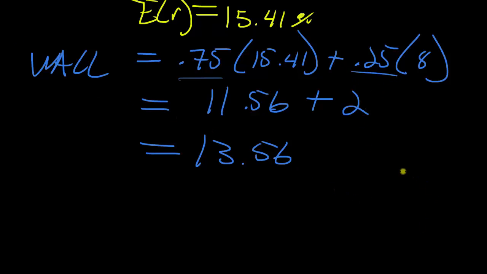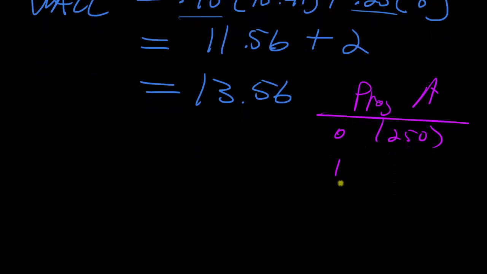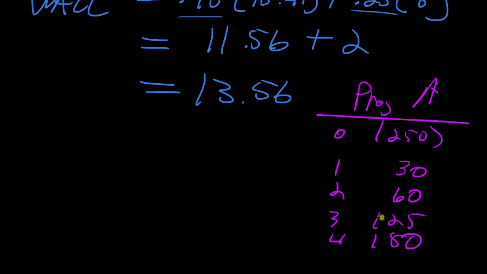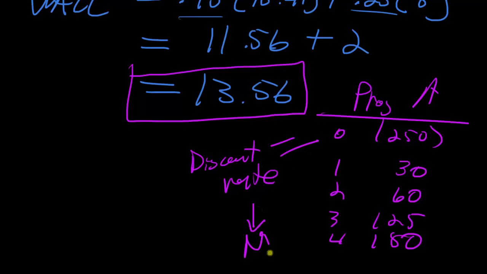What this means is if I have the 75 and 25% structures and I want to turn around and figure out what my project space is, then I say I have a project A and it has a $250 million investment like we've done in the past. 1, 2, 3, 4. And you're making, I don't know, 30, 60, 125, whatever over the course of the project, then I am going to use 13.56 as my discount rate to evaluate the project if I'm figuring net present value.